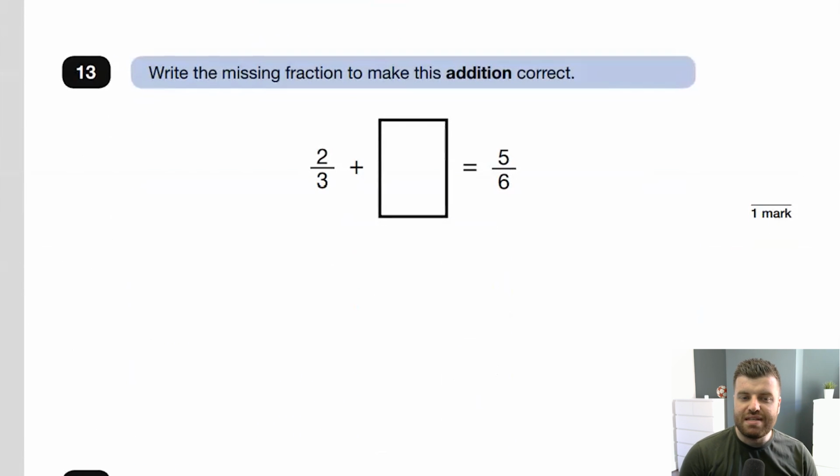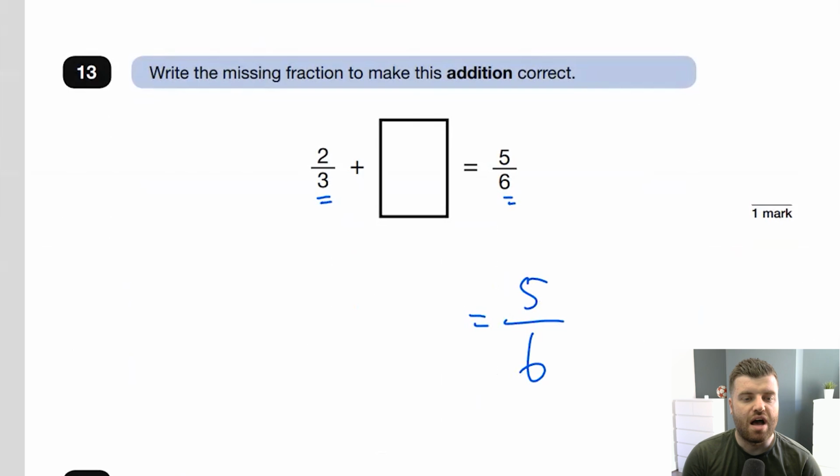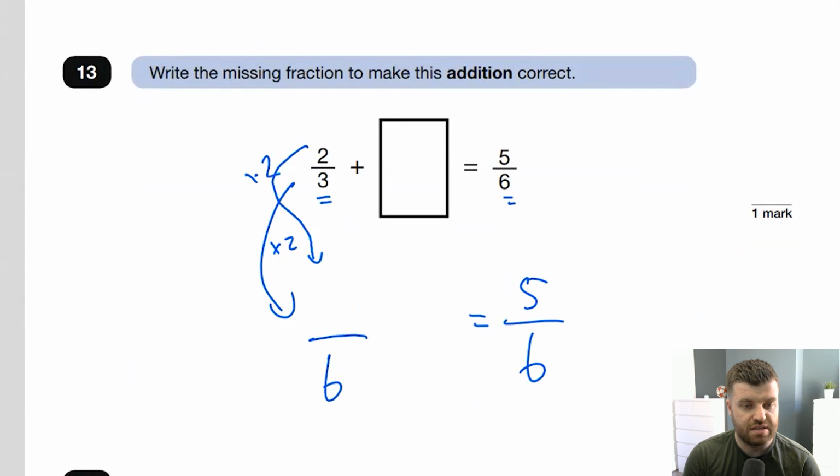Question 13, write the missing fraction to make this addition correct. First thing, guys, straight away, look, the denominators are different. We can't have that. So let's keep that as 6. I'm going to change 2/3 into sixths to answer this correctly. I multiplied the denominator by 2, so I'm going to multiply the numerator by 2 as well to get 4/6 plus something equals 5/6.